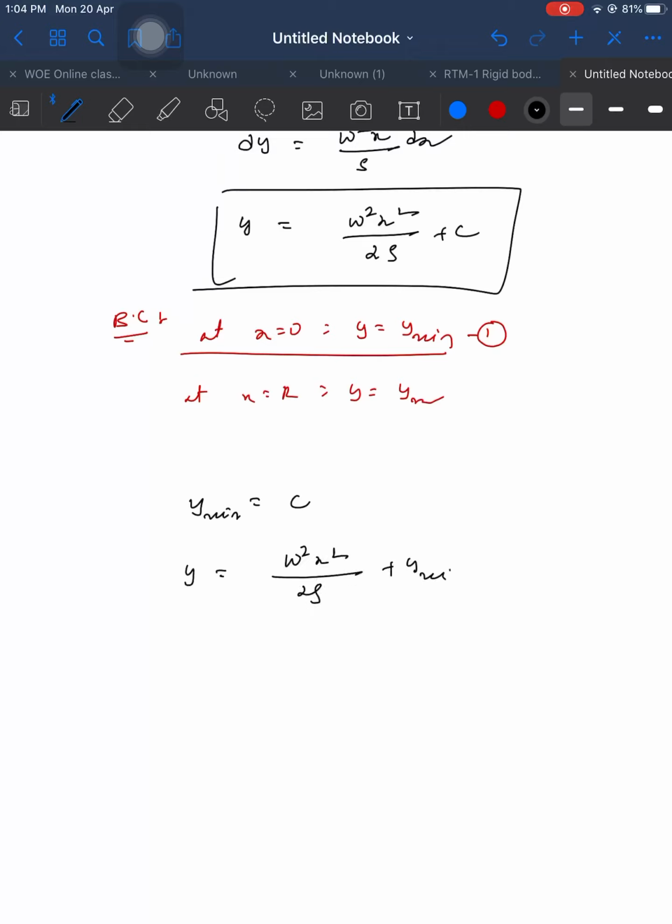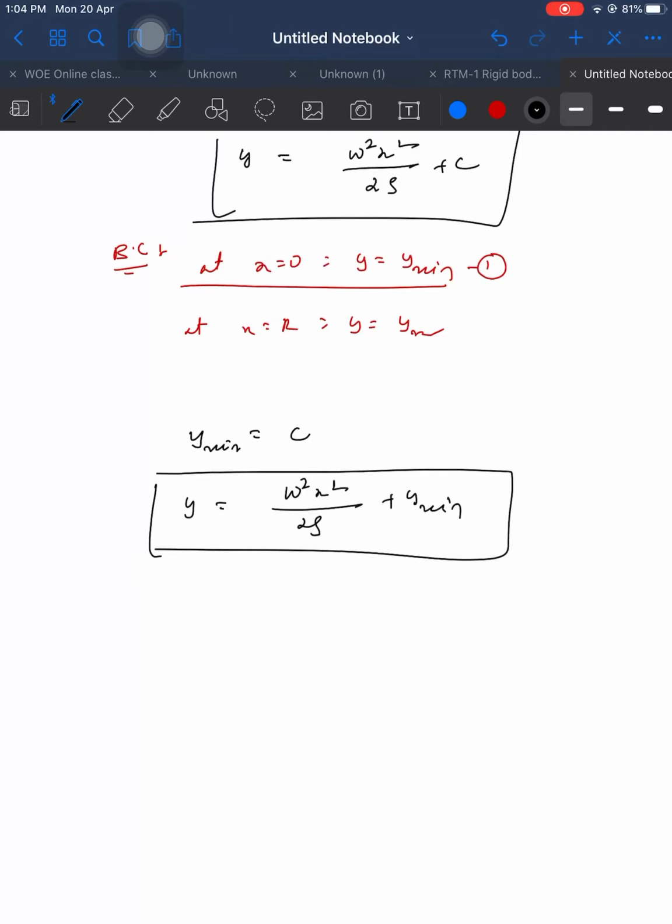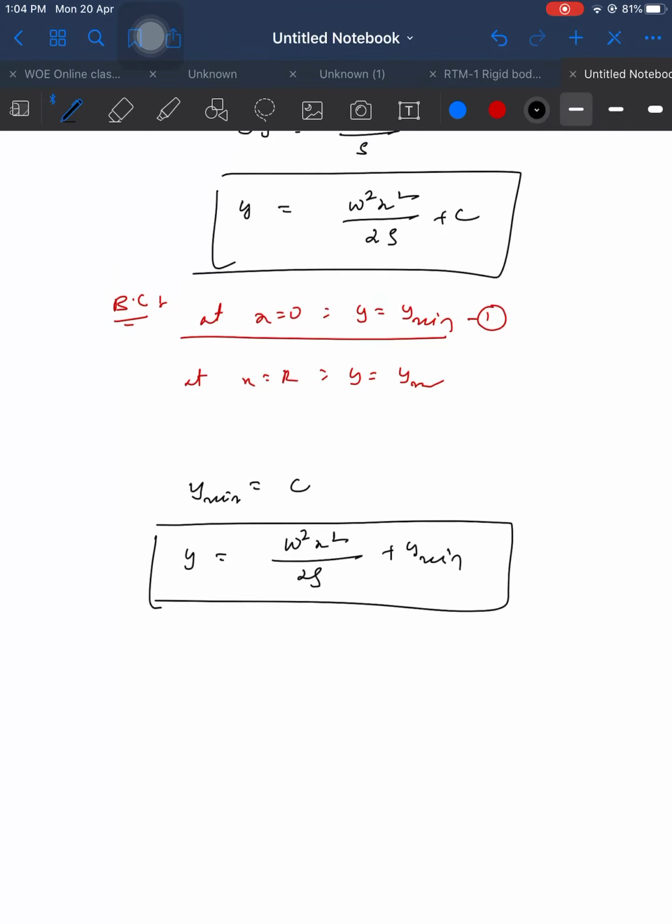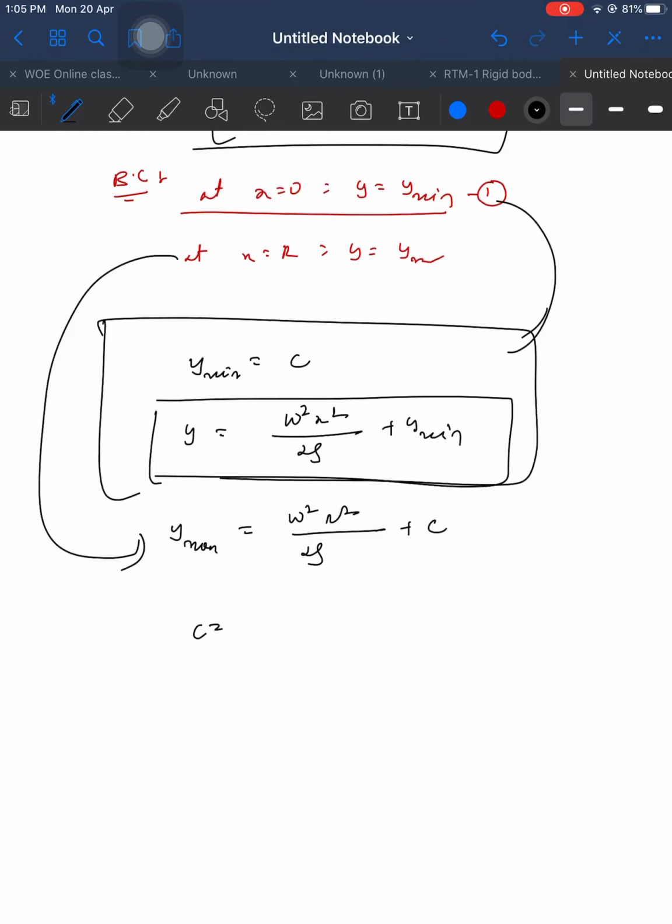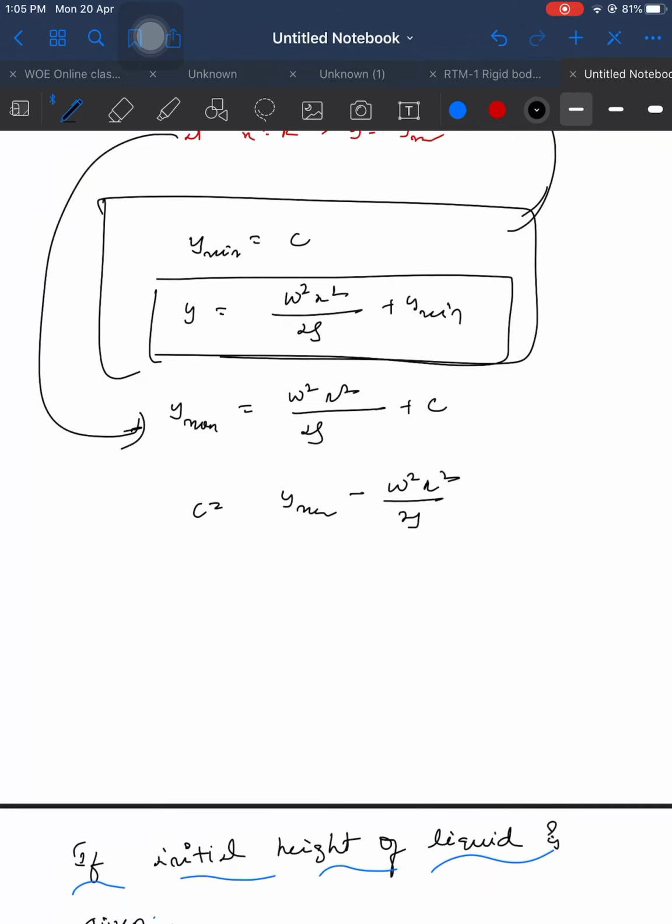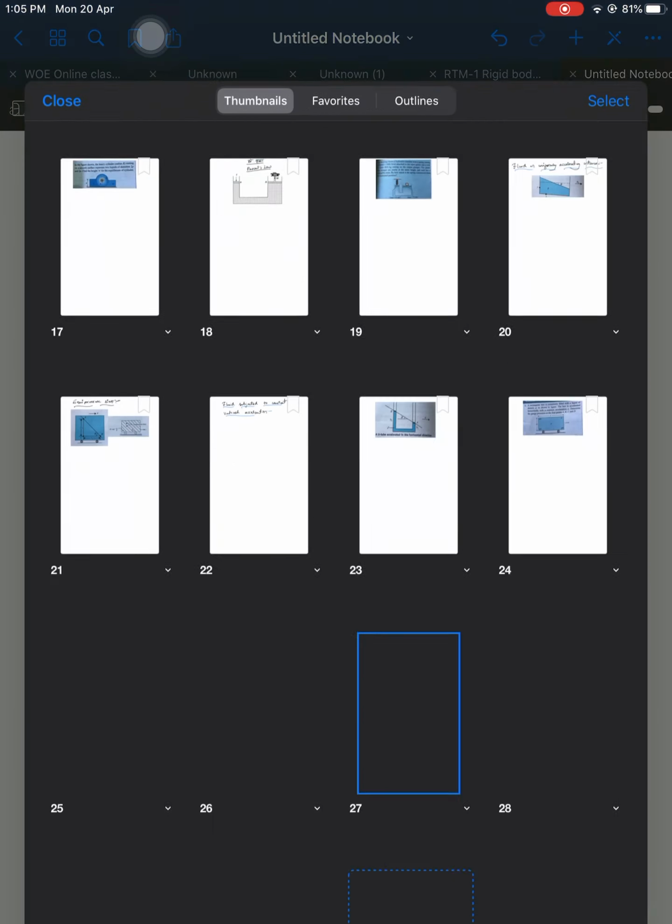Next, I am substituting the r value. At x is equal to r, substitute carefully, why I am substituting in this expression. X is equal to r, y is equal to y max, which is equal to omega square r square by 2g plus c. From here I will get c, so remember this is for boundary condition 1. Next we are doing boundary condition 2. C is equal to y max minus omega square r square by 2g. I am substituting in the expression. Let me create a few pages.